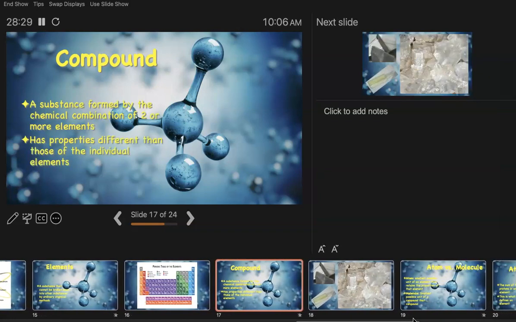Another vocabulary word, compound. So a compound is a substance formed by the chemical combination of 2 or more elements. Somebody tell us a compound. Give us one. You probably have one sitting in front of you right now.